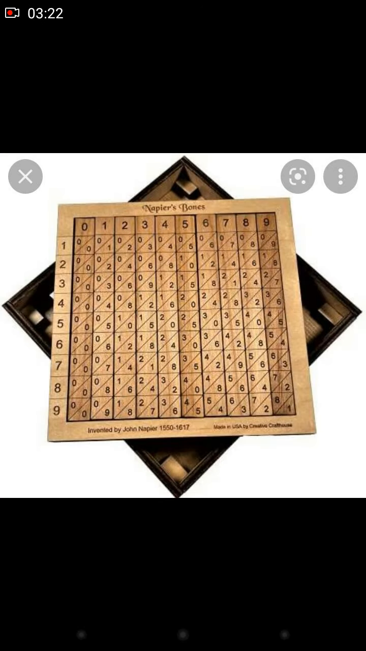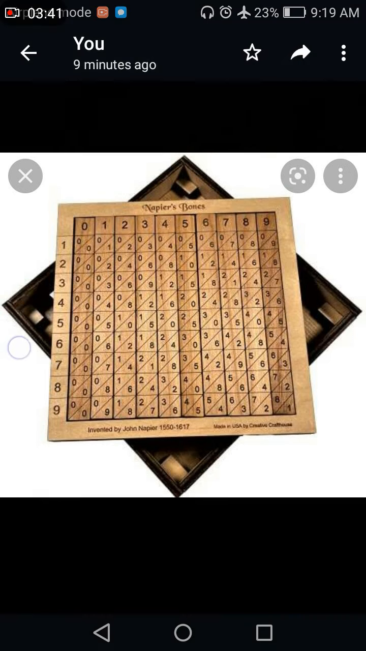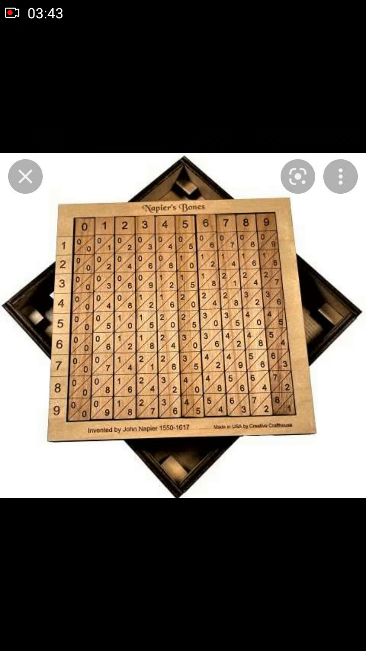Here is a picture of Napier's bones, a manual mathematical calculation machine. The top horizontal row has 0, 1, 2, 3, 4, 5, 6, 7, 8 and 9, and the second one on the left side is a vertical bar of 1, 2, 3, 4, 5, 6, 7, 8 and 9 as well. John Napier invented this manual machine in 1617.